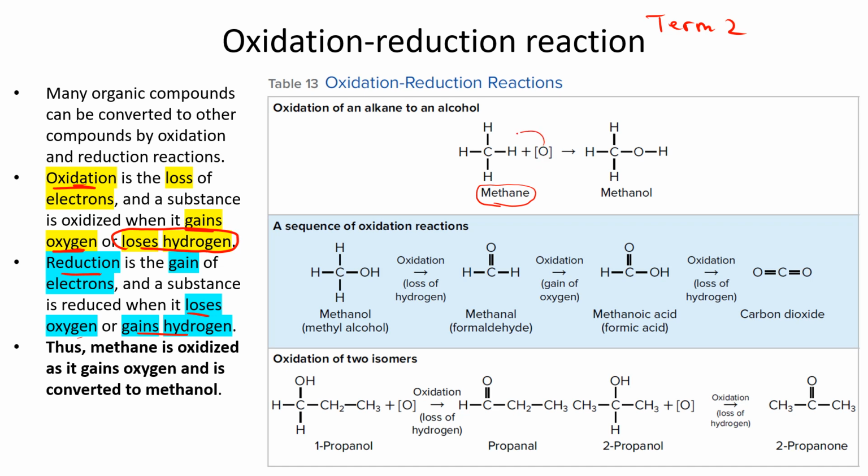If we add an oxygen to it, we will get an alcohol, right? So methane here is oxidized. Why? Because it got oxygen from the definition. So that's oxidation of alkane to alcohol. So if you have an alkane and it becomes alcohol, we call that oxidation reaction because it's gained oxygen.